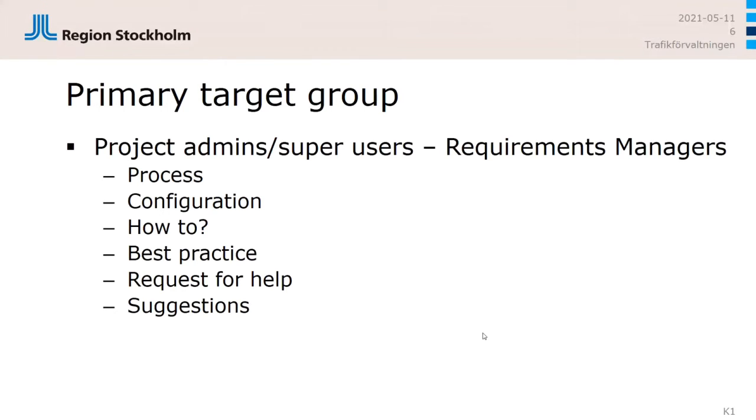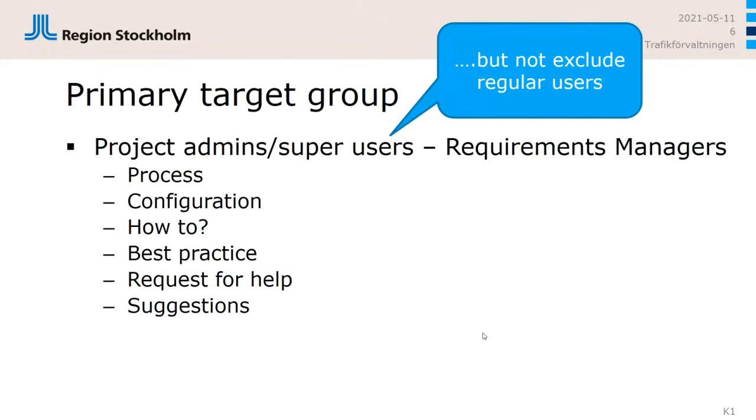Suggest solutions or that we should specify some best practice for something. But even if the primary target group is this project admin, super user, requirement management, we do not want to exclude regular users, so we want to keep it open and that anyone could ask any type of question that has to do with Polarion and application of Polarion. So we have a primary target group, but it's not limited to that one.